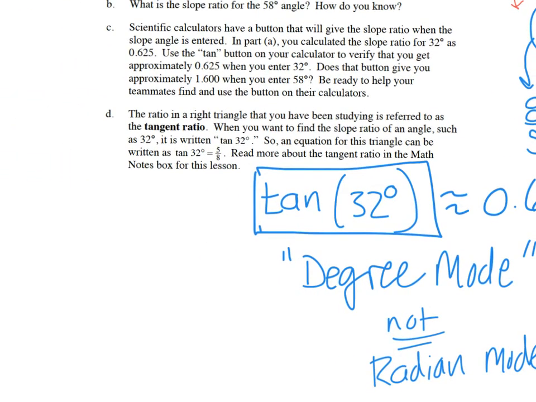Okay, so the big idea here on letter D says the ratio in a right triangle that you've been studying is called the tangent ratio. When you want to find the slope ratio for an angle such as 32 degrees, like this, we don't need to go to our trig table anymore. We have a calculator that will calculate that slope ratio for us. And this ratio is called the tangent ratio. We're going to go to the math notes on the next slide to really edify this idea.